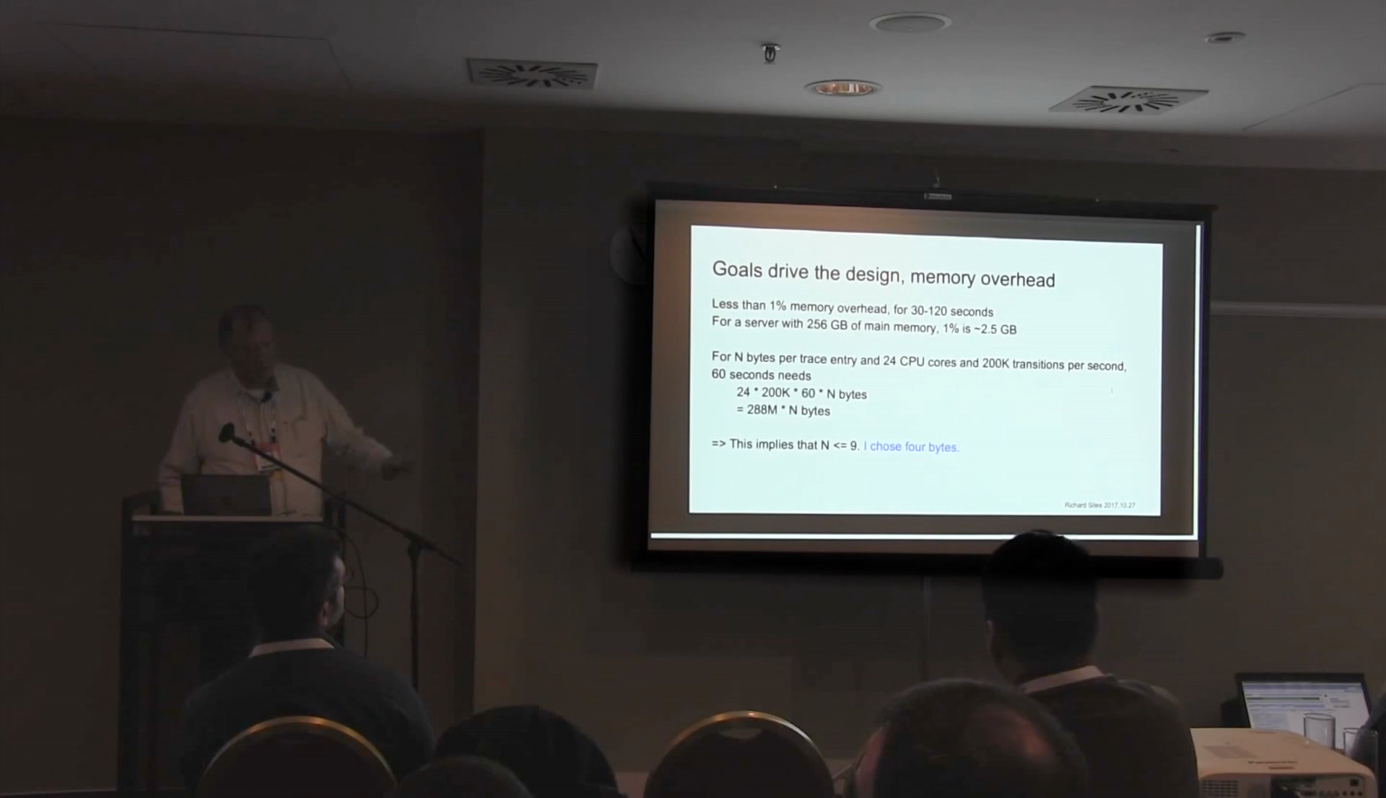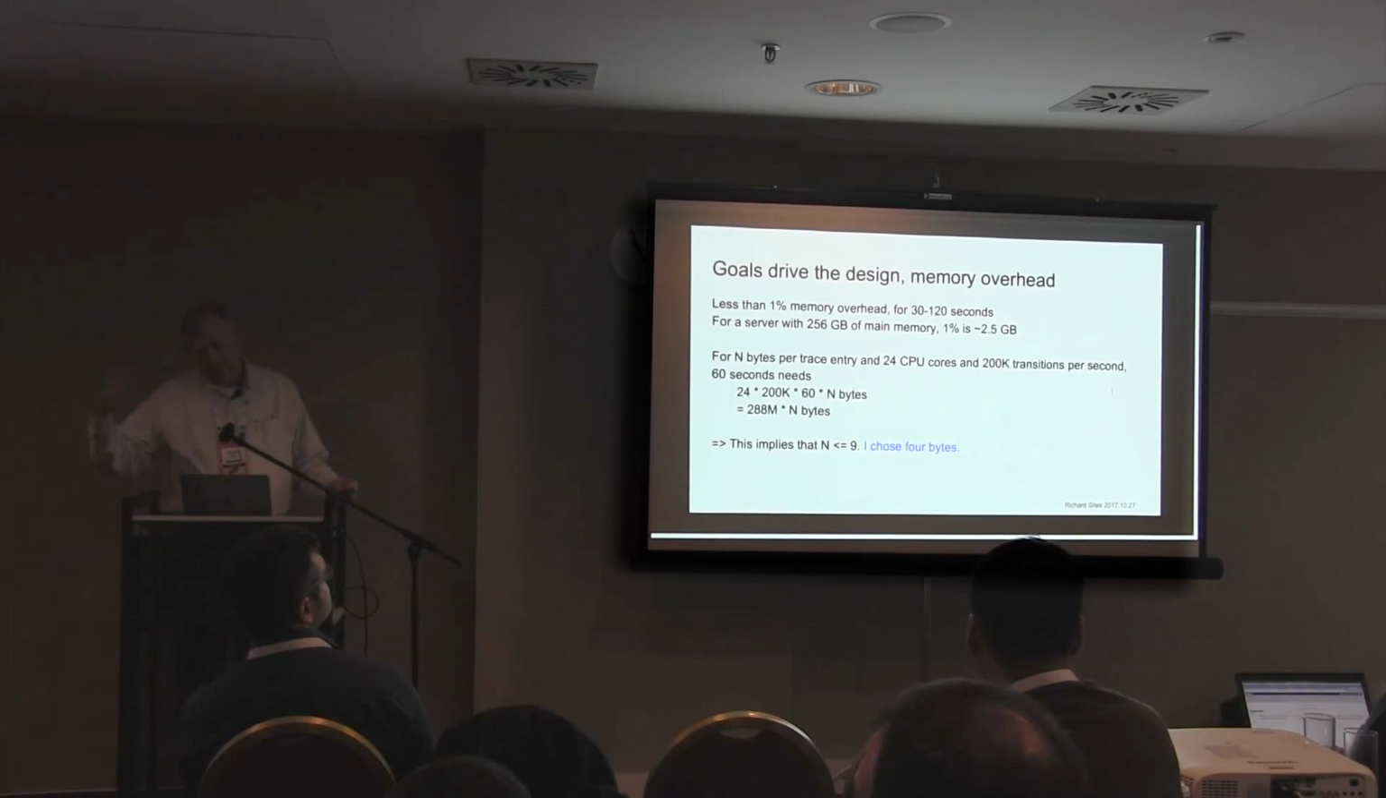I also want to take less than 1% memory. So if you've got 256 gigabytes of RAM, which is pretty normal these days in data centers, you've got 2.5 gigabytes that you could set aside for trace buffer, 1%. And if you have 2.5 gigabytes and you've got 24 cores and 200,000 transitions per second, and you want to record for 60 seconds, you can't have entries bigger than 9 bytes long without using up more RAM than we budgeted. So I picked 4 bytes.